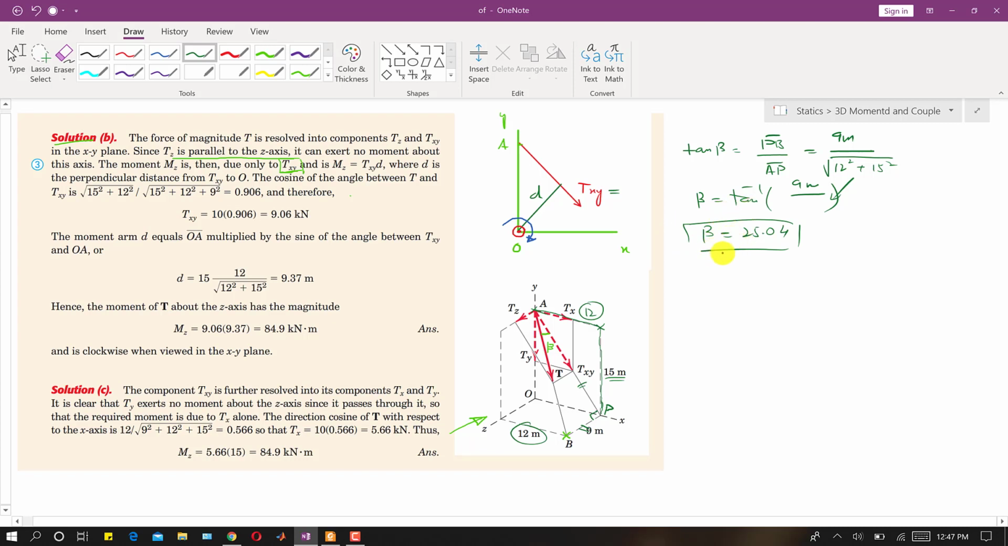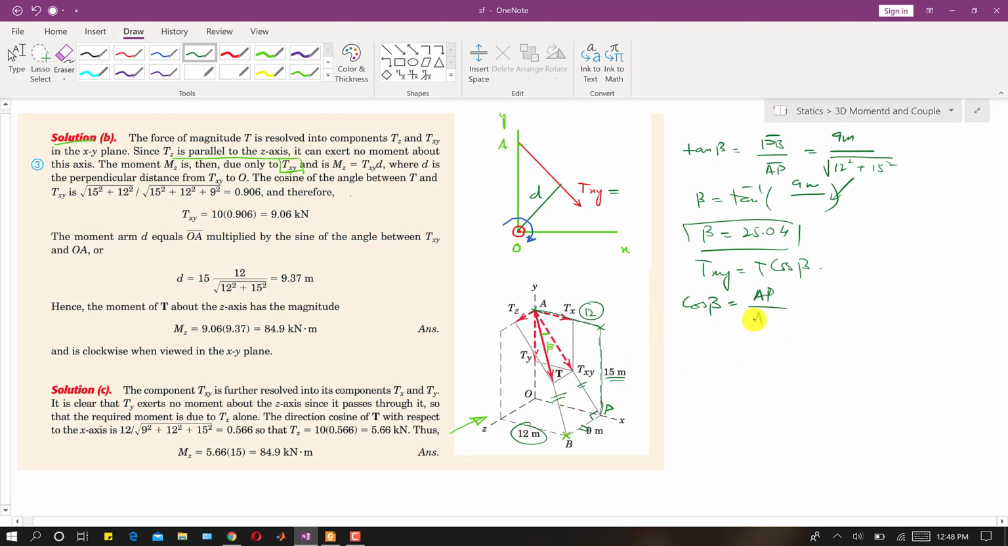Or we can use another method as well. We can write, as we know, that Txy is equal to T cos of beta, right? So now if I apply cos of beta to this triangle, this A, P and B triangle, what will be cos of beta? So cos of beta is the base divided by the hypotenuse, AP base divided by hypotenuse, so this AB, right?